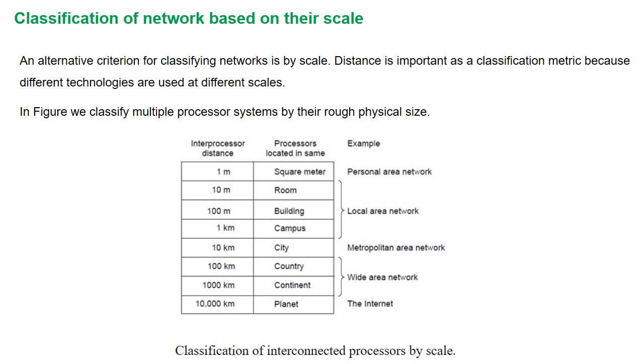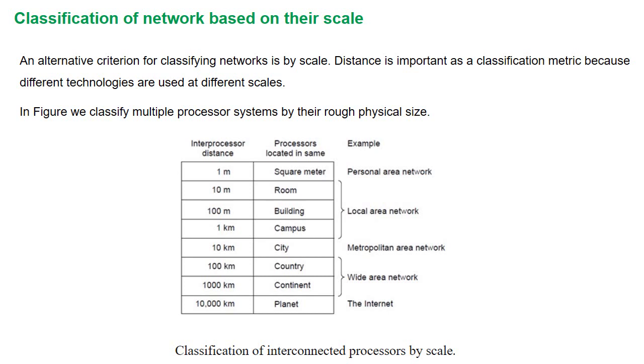If the distance is 10 meters, either between rooms or buildings or a campus, it will be called a local area network. Next, if it is 10 kilometers distance, that means it could be in a city, so it will be called a metropolitan area network. Next, it could cover countries or continents. This is called a wide area network. And if it is going to connect the planets, it will be called the internet.